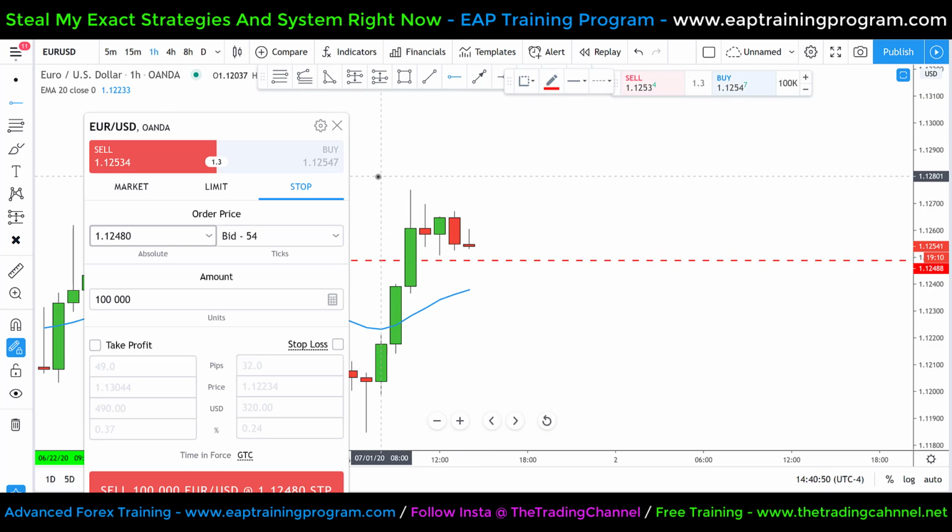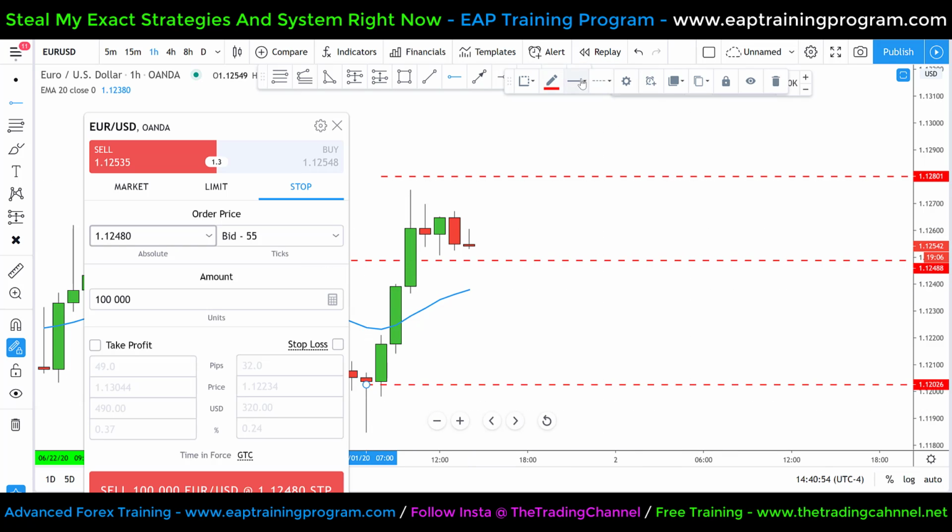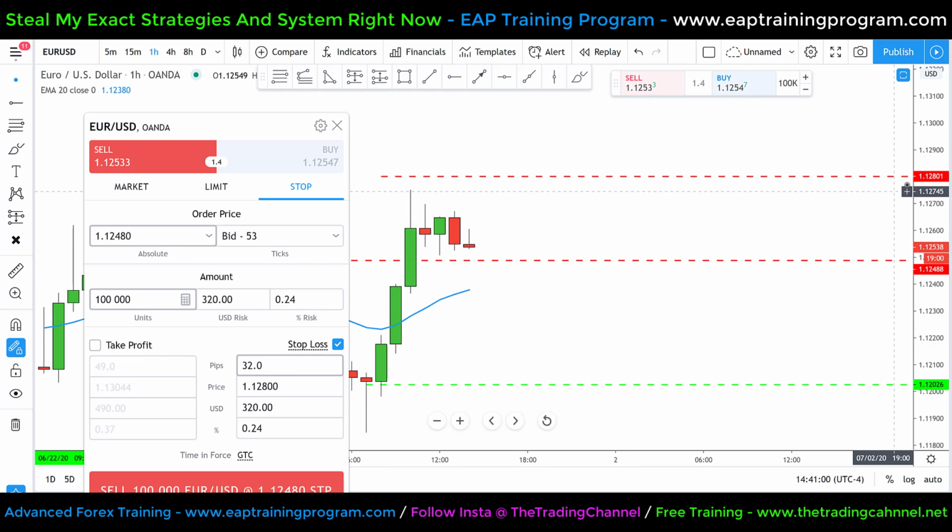Let's say you want your stop loss above these highs. We talked about the target being down here at these previous lows. With that being the case, this order would have a stop loss of around 1.1280, and that's perfect where it's at. And we would have a take profit at 1.1202.